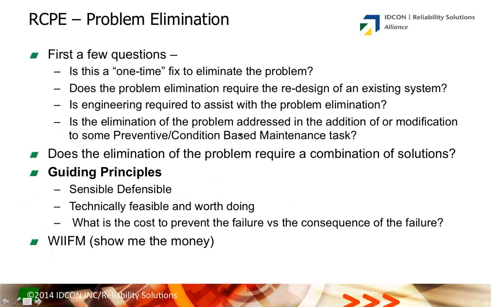In terms of problem elimination and how we eliminate the problem, some of the questions we're going to ask ourselves: is this a one-time fix, maybe a redesign? Or does it require me to do some different kind of on-condition tasks? If you've done a good job of the root cause problem and the how-can diagram, that how-can diagram should lay out and help you and guide you in this. Our guiding principles are, again, sensible, defensible. Is what you propose to do sensible and defensible? Is it technically feasible and worth doing? And what does it cost to prevent the failure versus what's the consequence of the failure?